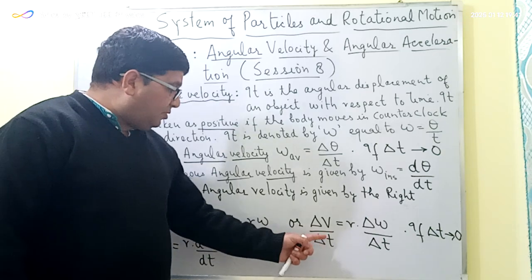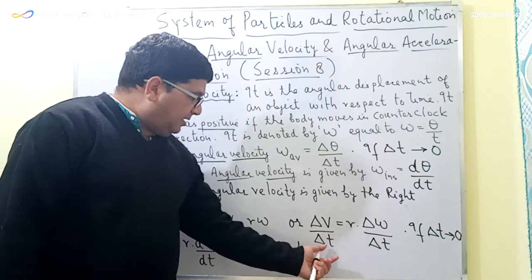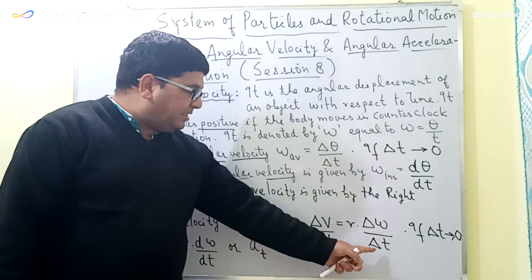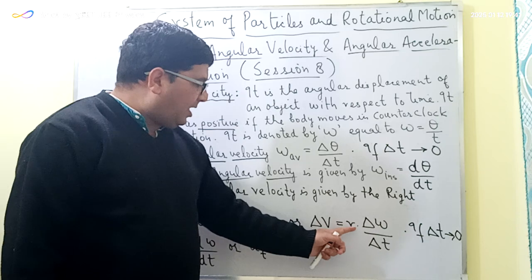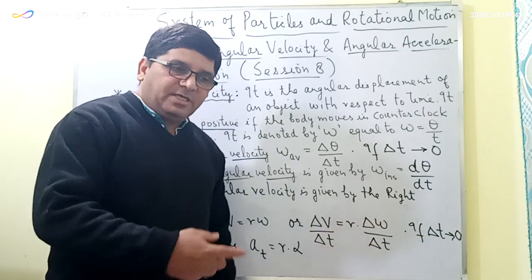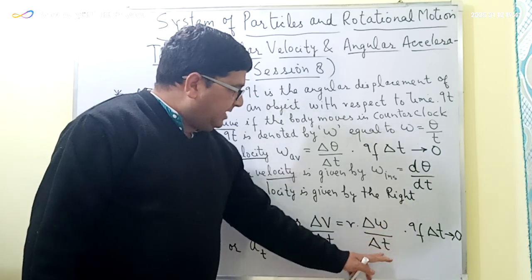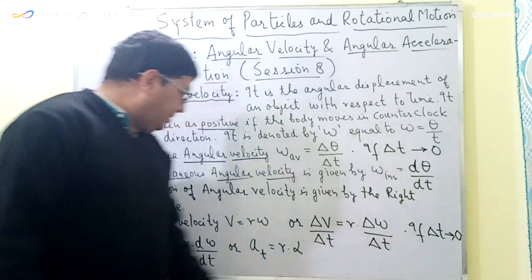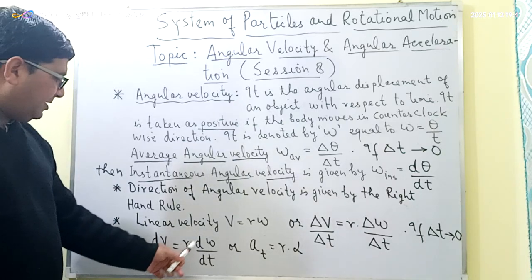So if delta v is the change in the linear velocity in a time interval delta t, and delta omega is the change in the angular velocity in the time interval delta t, then this equation can be written as delta v upon delta t equals r into delta omega upon delta t, where r is the radius of that rotational motion.